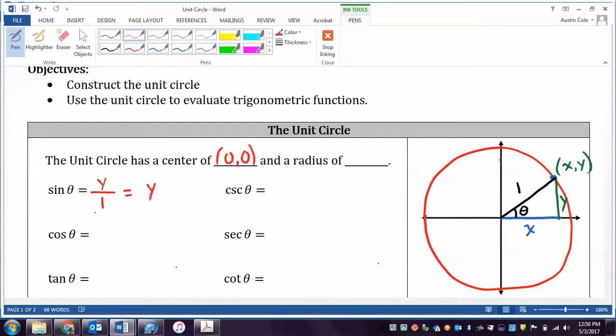If I think about cosine, well, cosine is which two sides again? Adjacent over hypotenuse. So the adjacent is x over the hypotenuse, which is 1. X over 1. And we just said that anything divided by 1 is just itself. So the cosine of theta is just the x coordinate.